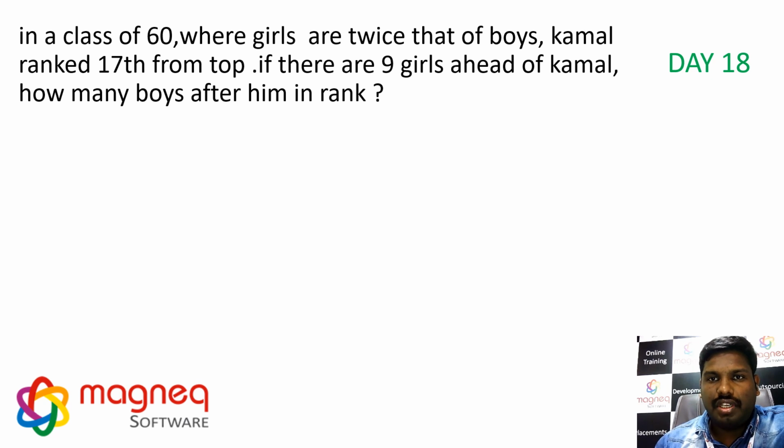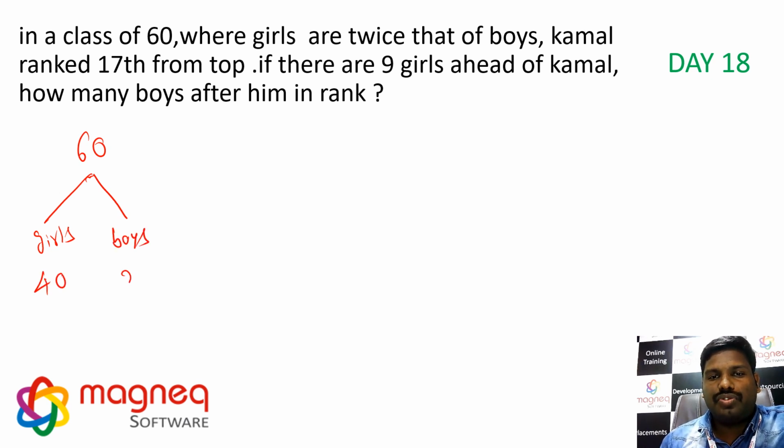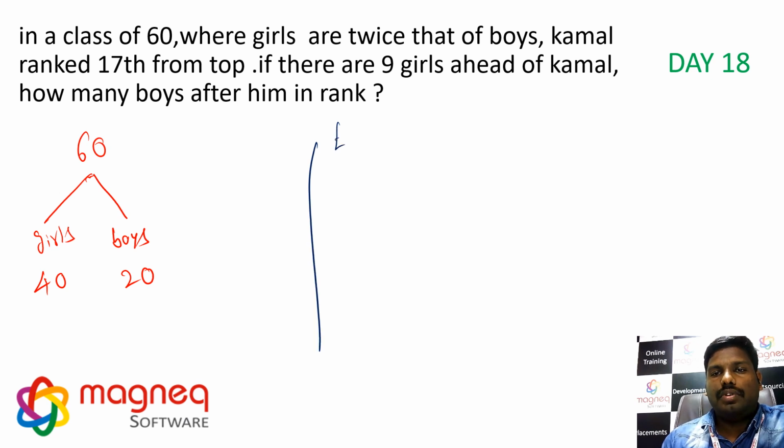In a class of 60, where girls are twice that of boys, Kamal ranked 17th from top. If there are 9 girls ahead of Kamal, how many boys are after him in rank? There are a total of 60 members. Girls are twice that of boys, so girls 40 members, boys 20. 40 plus 20, 60.